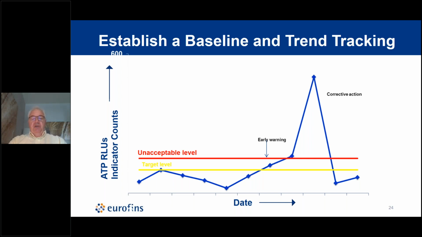And the importance of this graph is a couple of things. Number one, you can set your tolerance limit or your operational limit. This is what you hope to be able to achieve if you're doing everything right.